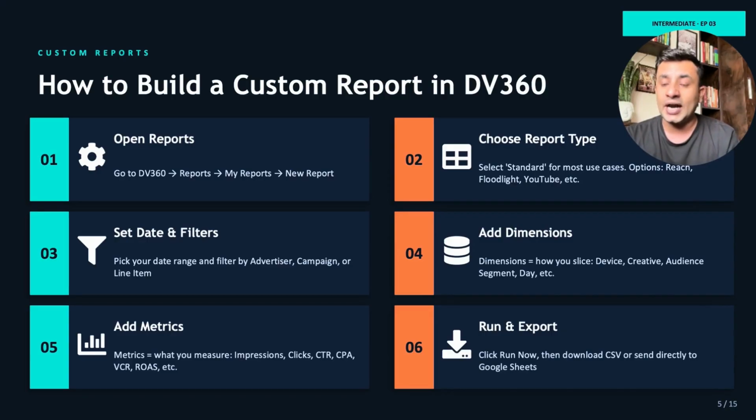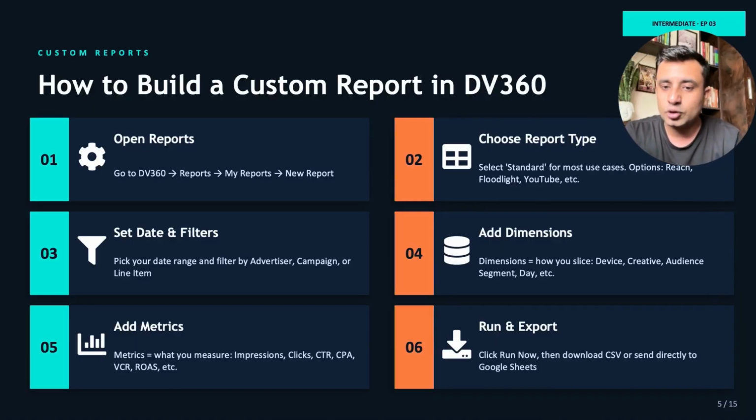For example, you can add what are the main slices that I want this report for, be it device type, creative type, audience segment, day, etc. And then you add metrics. Now what metrics are? Metrics are what you measure. For example, impressions, clicks, VCR, CPA. So all these are known as metrics because we will be measuring these particular metrics for certain dimensions.